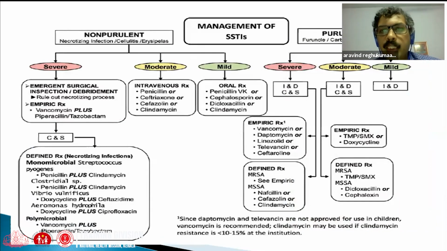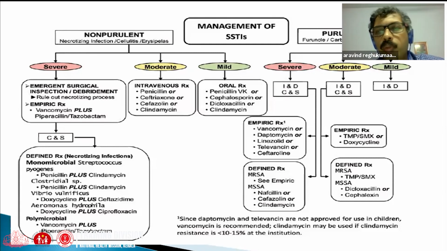So this is the IDSA guideline. For all cases of SSTIs, you see whether it is a purulent SSTI or a non-purulent SSTI. If it is a purulent SSTI, it is due to Staphylococcus aureus. It could be MSSA or MRSA, usually an abscess, carbuncle, or furuncle. Then see whether it is a mild, moderate, or severe infection. If it is just a mild abscess, less than say 2.5 centimeters without much induration or edema, you can just do an I&D, with no need for antibiotics.